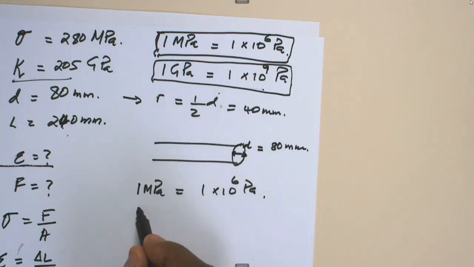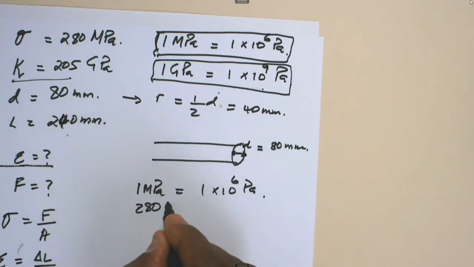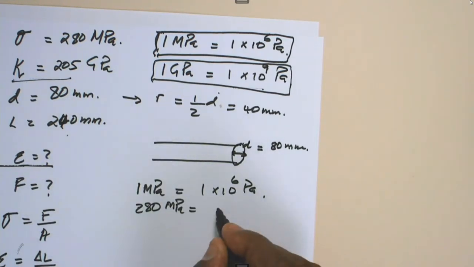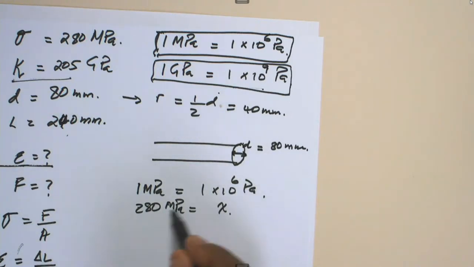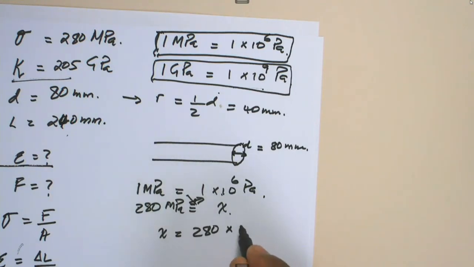then 280 megapascals will be equal to, 1 by 280, this one by that to get x. So x will actually be 280 multiplied by 1 times 10 to the power 6, and that will be in pascals. So this will be 280 times 10 to the power 6 pascals. I think it is easier if we leave it like that.